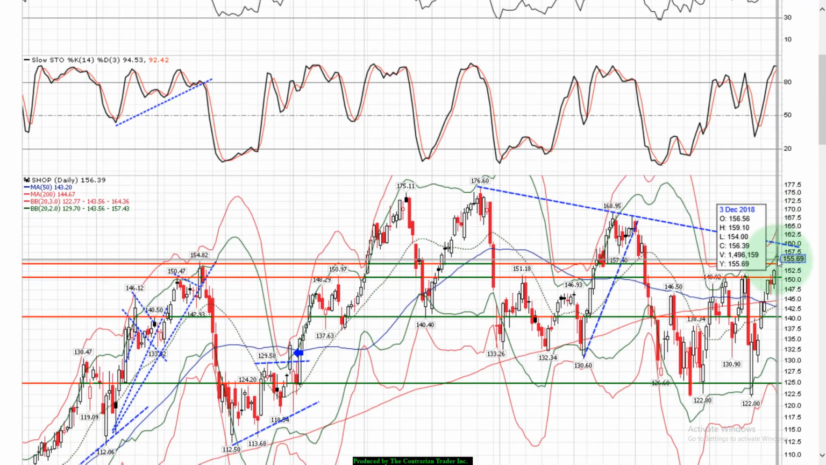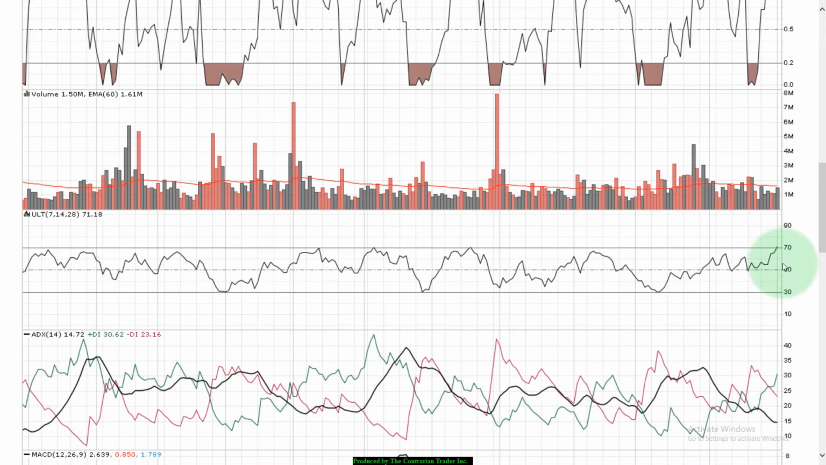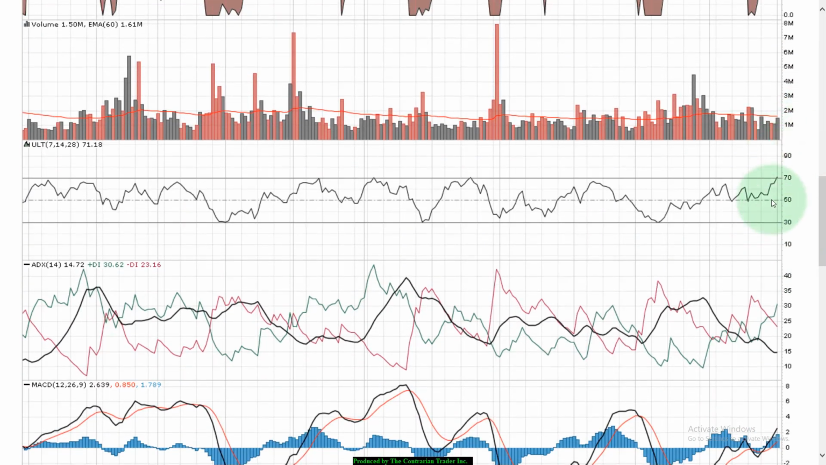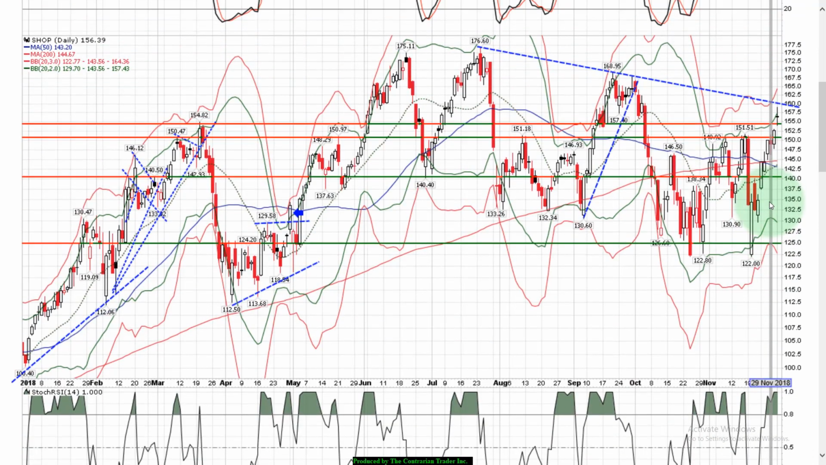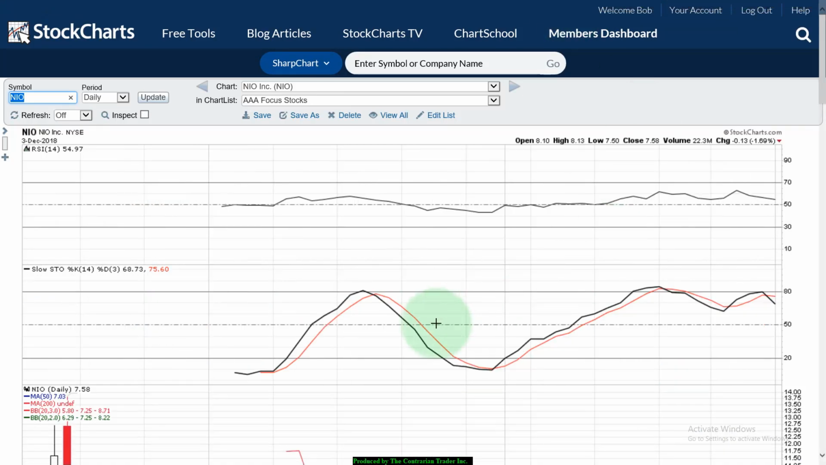This is a doji star formation, a sign of indecision. Volume was a bit light on Monday. We want to see this volume rise. But net, Shopify is looking very, very good.